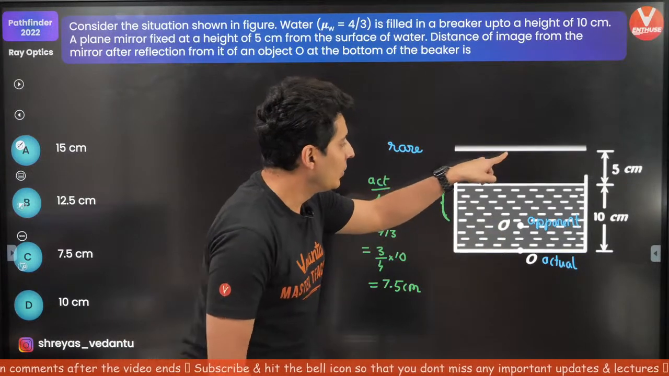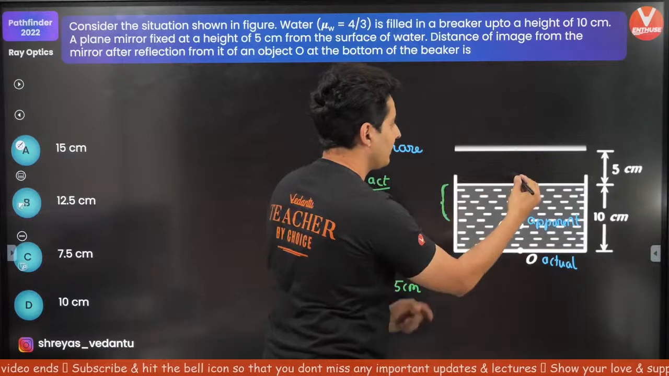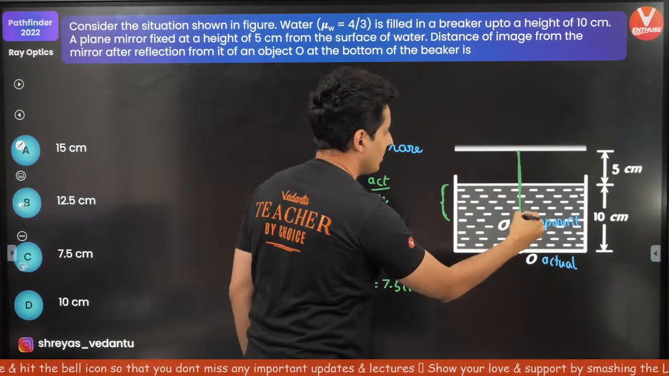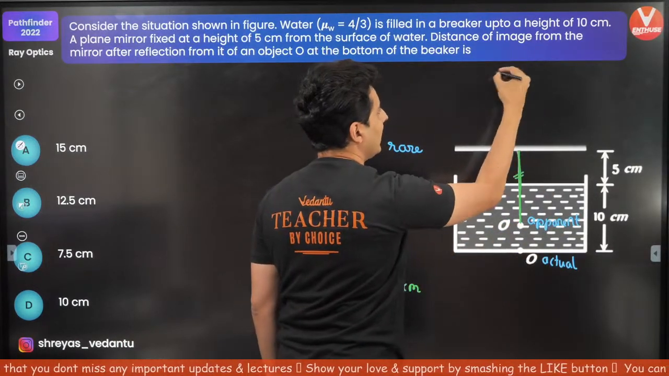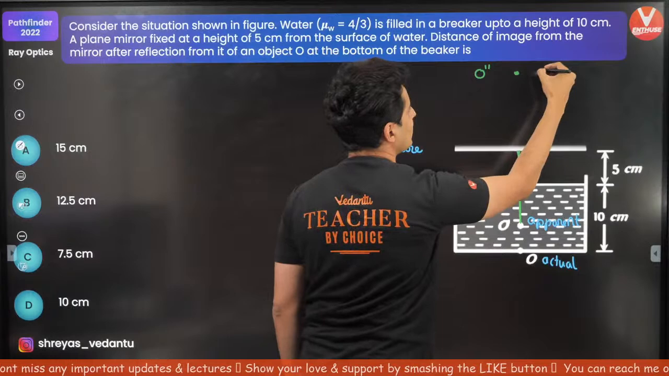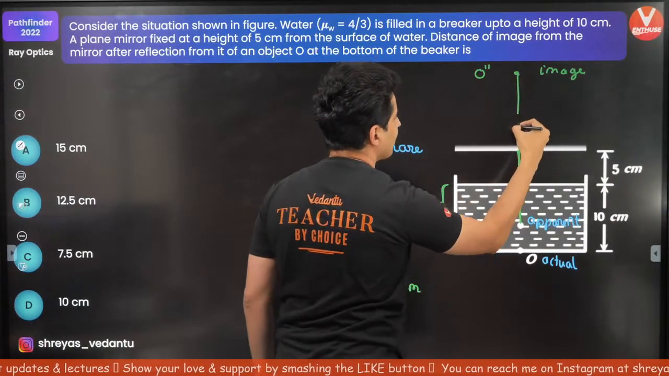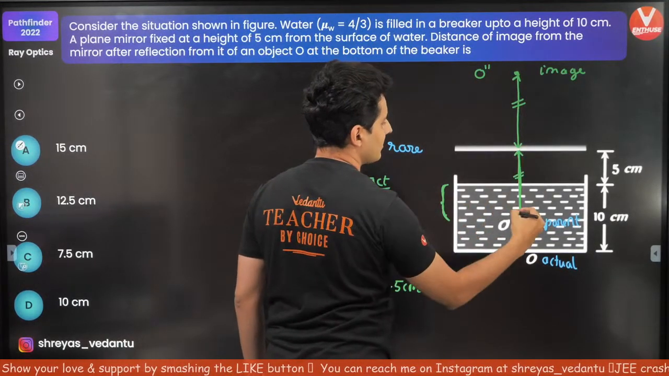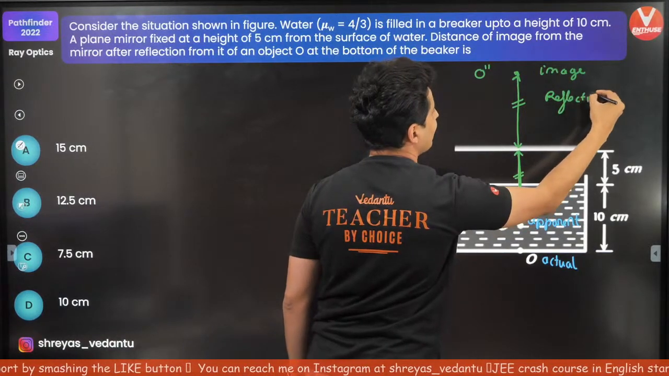What will the mirror do? Whatever it is seeing here, it is going to reflect it back. Whatever this distance is, at the same distance it's going to reflect back and form the final image over here. This distance will be exactly equal to this distance because it is reflection, complete plane surface reflection.